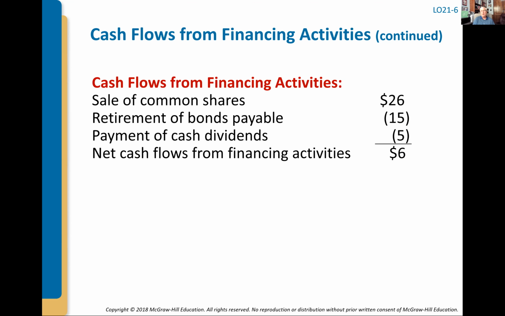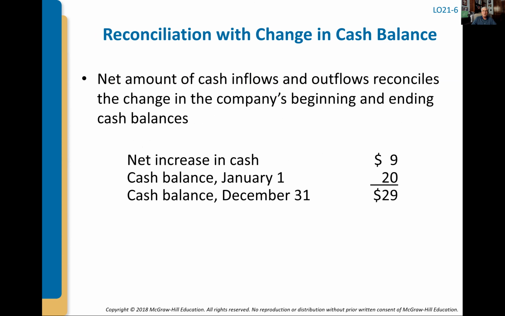And so it could be a positive or negative either way in the financing section, depends on what the story is. And finally, we have to reconcile. By the way, this net increase in cash is the sum of cash flow from operations, investing, and financing. I say the sum of because some could be pluses, some could be minuses. That's going to equal 9. And the beginning cash balance was 20, so 9 plus 20 equals 29.